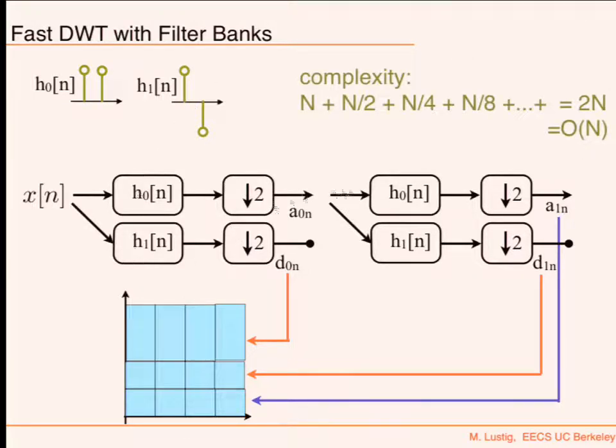N over 2, N over 4, N over 8, N over 16. You sum all of them, N. It will maximally go to 2N. Okay? So it's order of N. That's pretty sweet. I can do really fast computation using this.